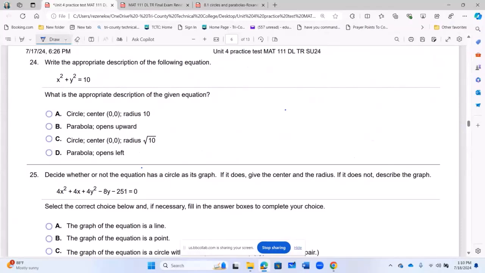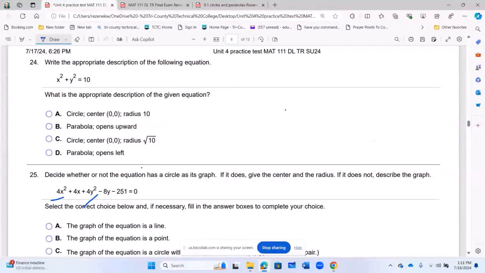The first thing I ask myself is, are the coefficients of the quadratic terms the same? Yes, they are the same. I'm trying to see whether it is a circle or an ellipse, because if it's an ellipse, the coefficients of the quadratic terms will not be the same. But when they are the same, it's a circle. So it's a circle, not an ellipse.